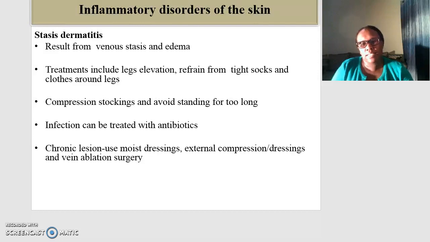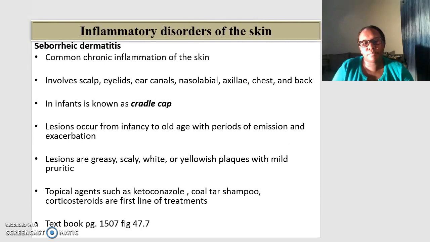Stasis dermatitis results from venous stasis and edema. Treatment include leg elevation, refrain from tight socks, clothes around legs. Compression stockings are always very important. Infection can be treated with antibiotics. For the chronic lesions, you use moist dressing, external compression dressing, and vein ablation surgery.